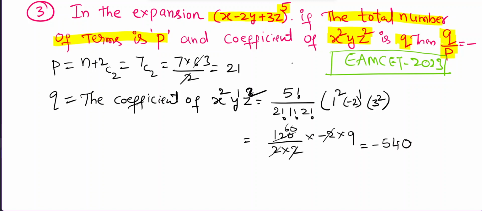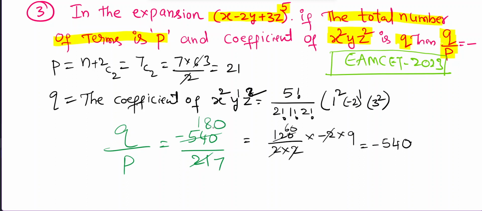540. Now we find the value of Q by P. Q value is minus 540, divided by this value, which is 21. Here P cancelled, 7 3s are 21, 8 3s are 24. That is equal to minus 180 by 7. This is the value of Q by P.